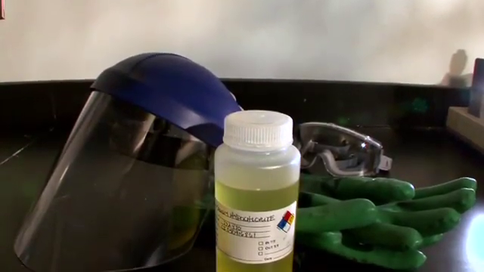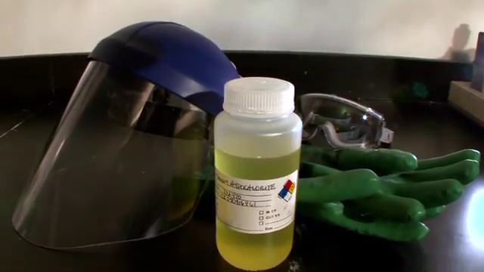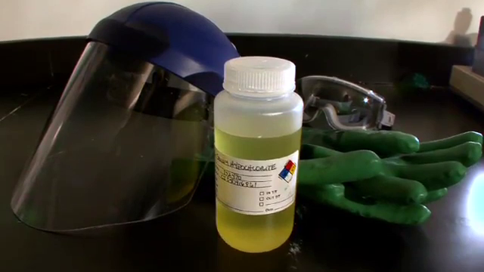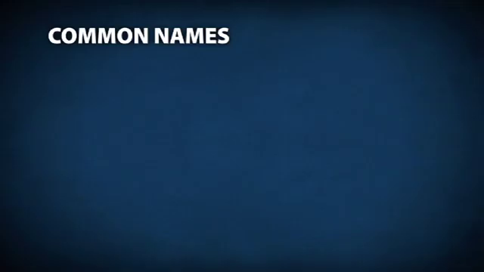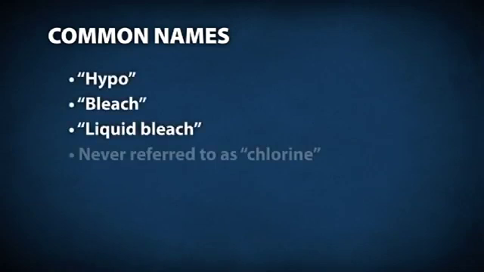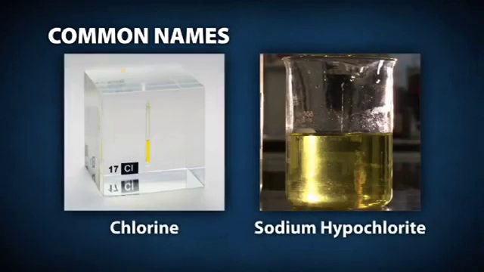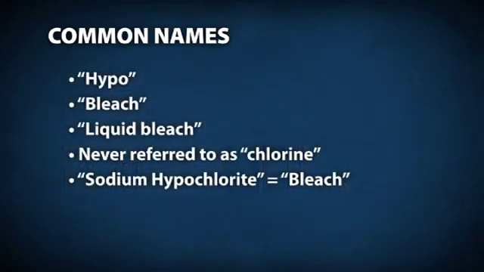Sodium hypochlorite is a common chemical used in households, commercial businesses, and in industrial and institutional applications for bleaching and disinfecting. It is commonly referred to as hypo, bleach, or liquid bleach. It should never be referred to as chlorine or liquid chlorine. Chlorine refers to elemental chlorine, not sodium hypochlorite. This video will use the terms sodium hypochlorite and bleach interchangeably.